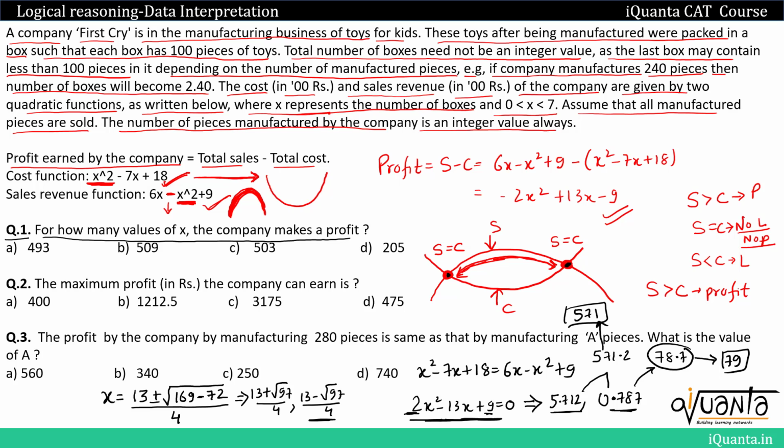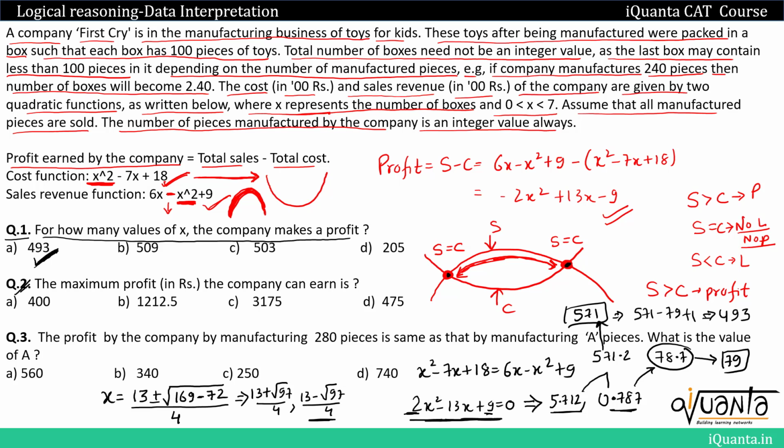So what is the total number of values? It will be 571 minus 79 plus 1. So when we calculate this, we get 493. So for 493 values, the company makes a profit. So option A will be the correct answer to the first question.